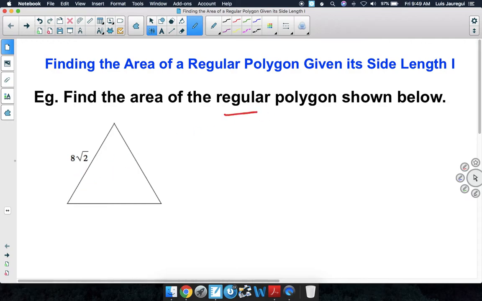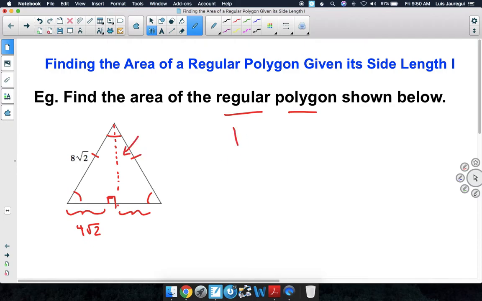Notice that we're given that it's a regular polygon, so we know that all three sides are congruent, and we also know that all three angles are congruent as well. In addition, since we're given one of the side lengths, what we're going to do is simply trace the height here. Let's actually draw the perpendicular, so that's a 90-degree angle. Furthermore, since we're splitting this side into two congruent parts, that's half of the side length of 8 square root of 2, so that's 4 square root of 2. And our job is to figure out what is the height.